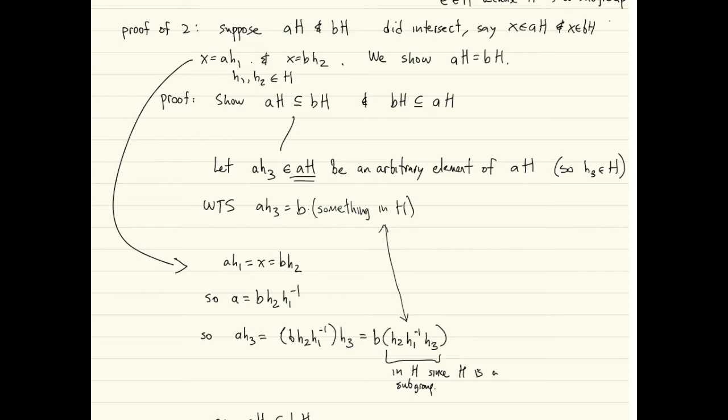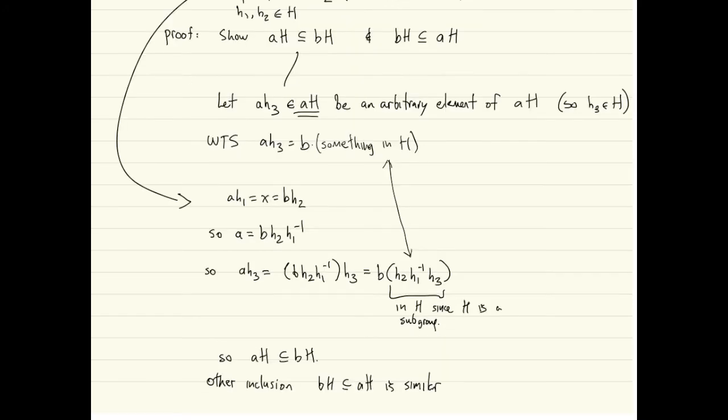And okay, so we've now shown that A H3 is B times something in H, and that's exactly what we wanted to show in order to establish this inclusion, that every element of AH is an element of BH. And now the other inclusion out here, BH is a subset of AH, is similar, and so I've omitted the proof. And that finishes the proof.